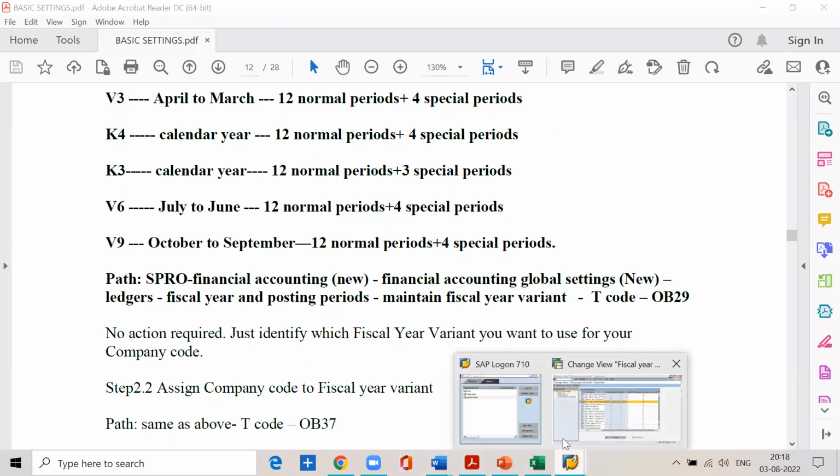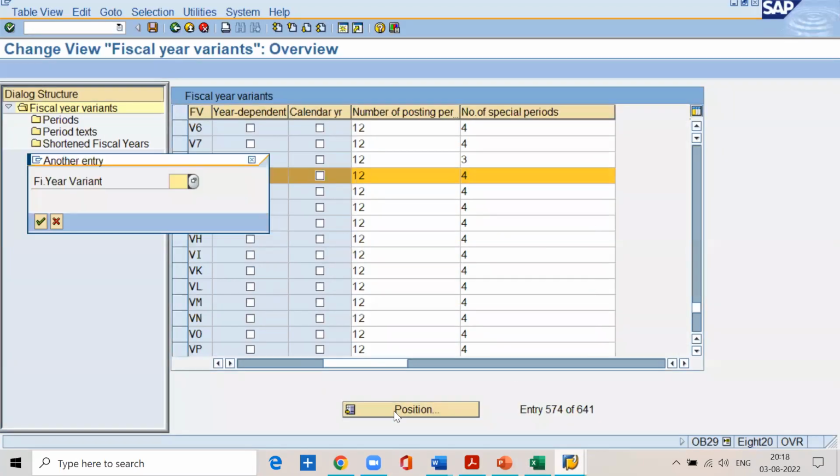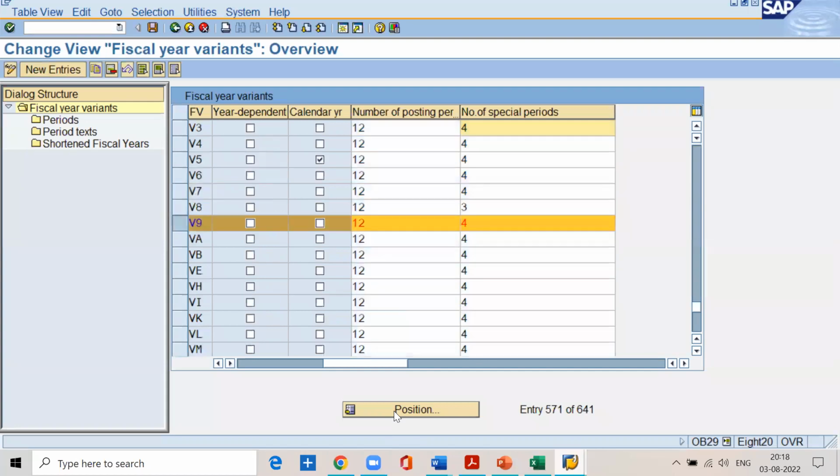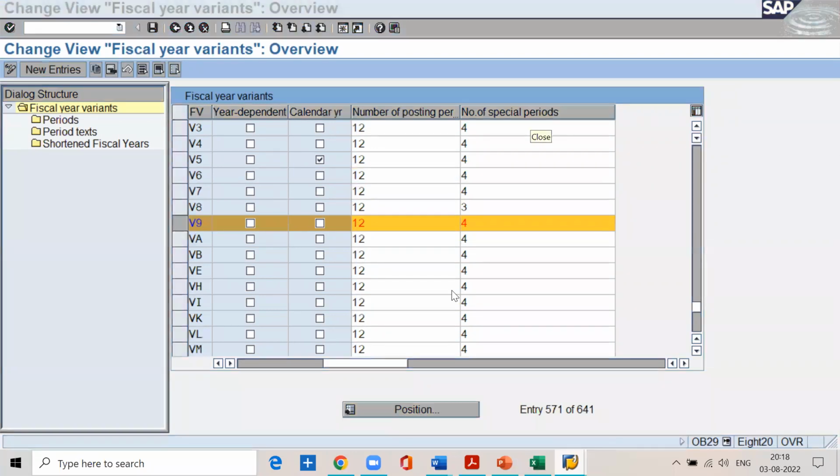So actually, we need not do anything because our fiscal year variant is already there. Siddhika, what is your fiscal year in your country? Are you there, Siddhika?